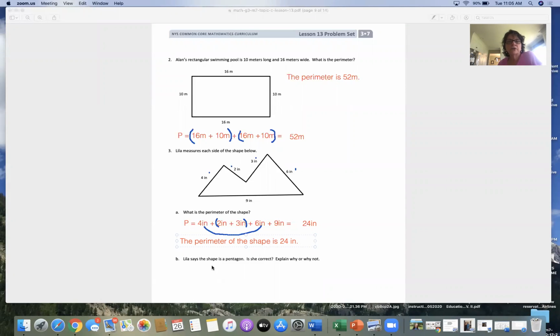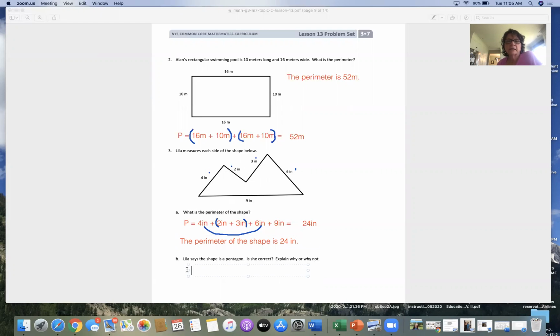All right, last question. Lila says the shape is a pentagon. Is she correct? Explain why or why not. So they're having us review a little geometry here. So again, go back and count our sides. 1, 2, 3, 4, 5. It's a 5-sided shape. We had 5 numbers in our number sentence to find the perimeter. So it's a 5-sided shape called a pentagon. Yes, it is. Pent means 5.